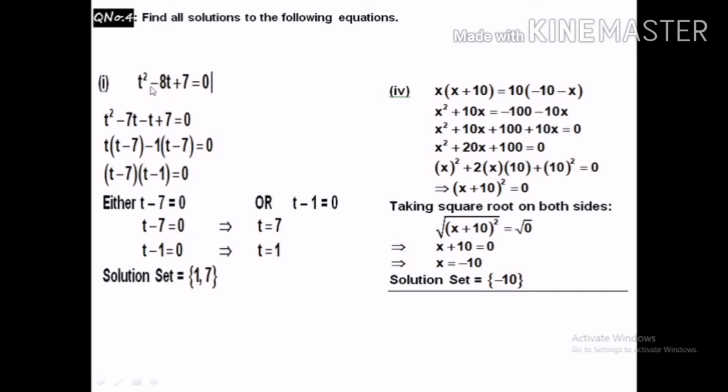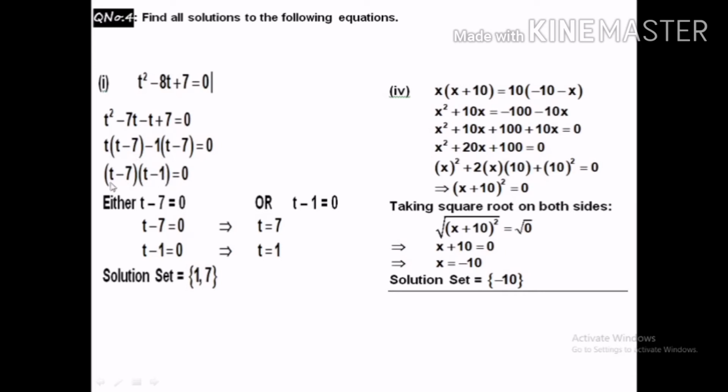So here again factorization is the simplest one. The first method: make factors of minus 8. It becomes t square minus 7t minus 1. Minus 7 and minus 1, if we add, we get minus 8; if we multiply, we get plus 7. So by making factors, taking t common, t into t minus 7, minus 1 common in these two terms, we get t minus 7. Again t minus 7 is common, we get t minus 1.